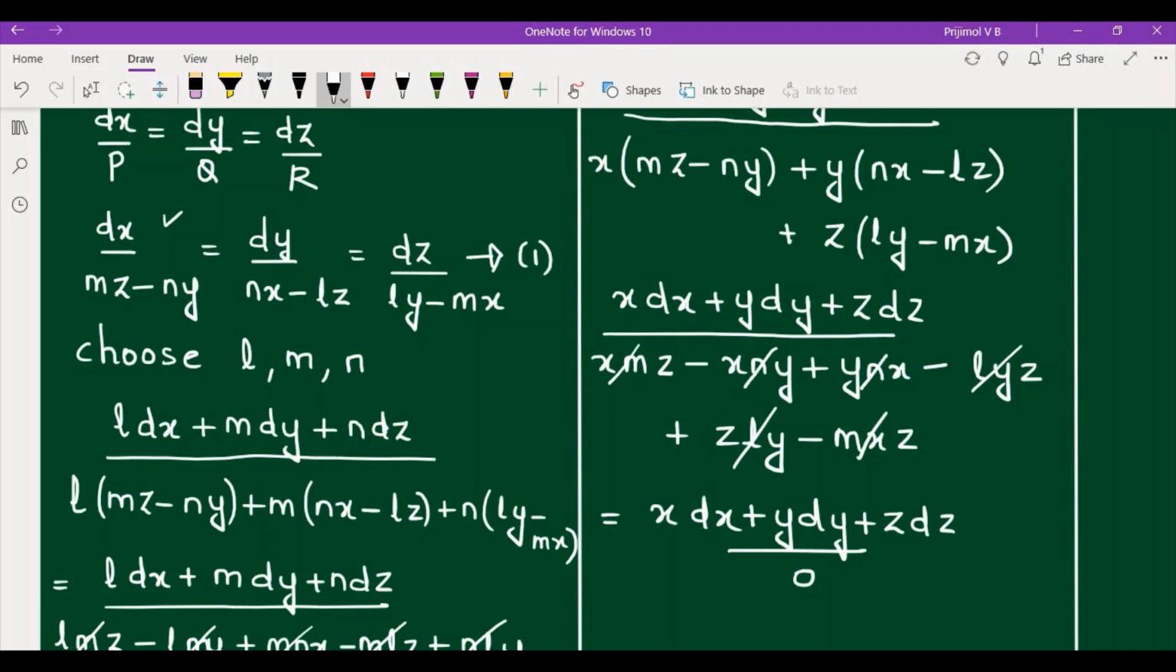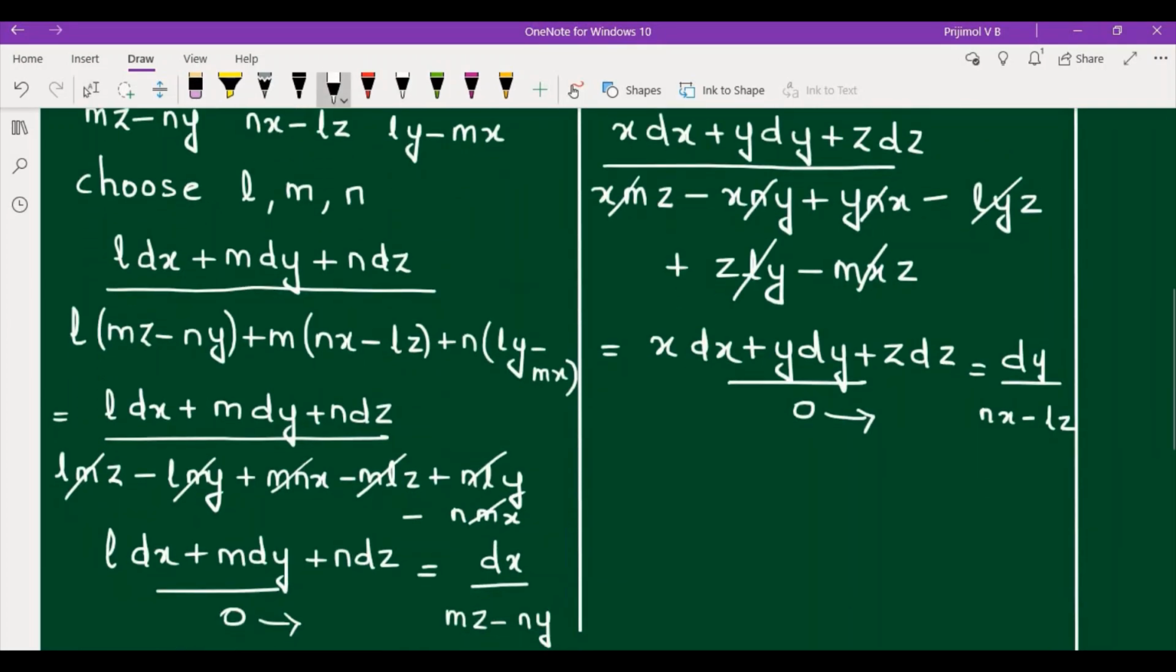I told you all these three ratios in the auxiliary equation are also equal to this ratio. So if I choose any ratio from this auxiliary equation, say I am selecting the second ratio now, you select whichever ratio you prefer, because it doesn't matter, it is going to become 0. I bring this 0 to the right hand side. So you will get x dx plus y dy plus z dz equal to 0. It doesn't matter which ratio you choose, it is going to become 0.